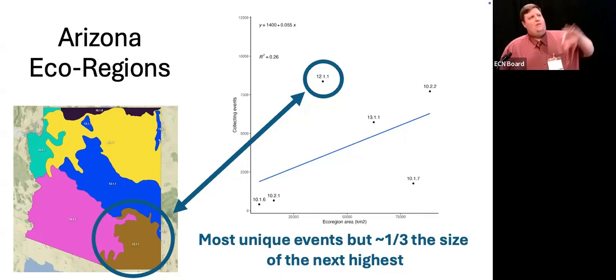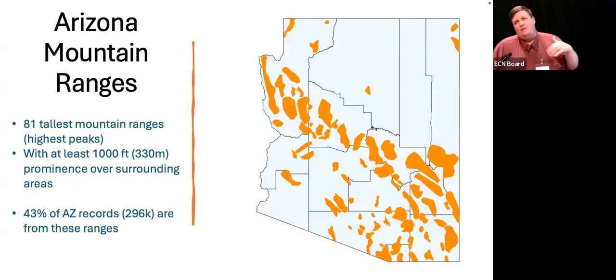But if you know anything about Arizona, it's all about mountains. And so we can think of the state differently in terms of the mountain ranges here. Here are 81 of the tallest mountain ranges that all have at least 1,000 feet prominence over the surrounding areas. So they might get into different habitat than the areas around them. And 43% of all the records in the state fall within these mountain ranges, right? Even though it's a small proportion of the area.